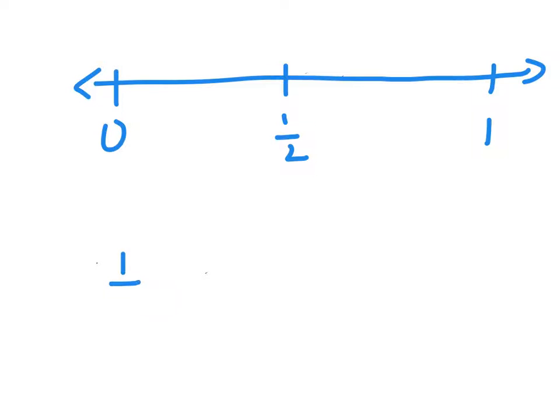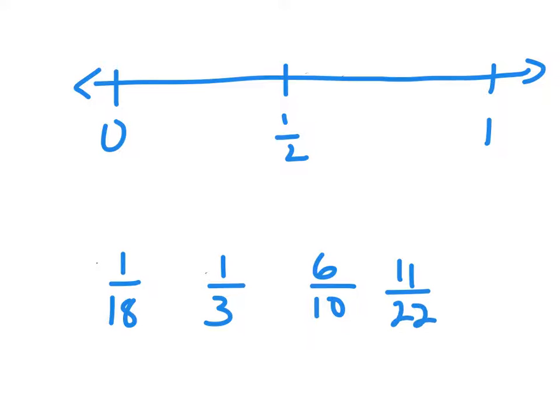So say we had 1/18, maybe we had 1/3, 6/10, 11/22, and then say 17/19. The first thing I would suggest is just figure out which benchmark each of these is closest to. So is it closest to 0, 1/2, or 1 for each of these?